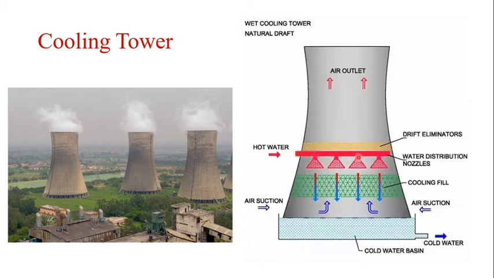Through the water distribution nozzles, it will be forced onto the cooling fill, which will allow it to convert into water in the presence of normal temperature air, which will be sucked in with the help of draft fans. Then the remaining part of the steam will be released into the environment through the air outlet, which has a temperature far less as compared to the steam which has been utilized for the steam turbine.